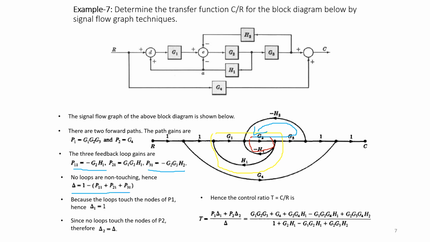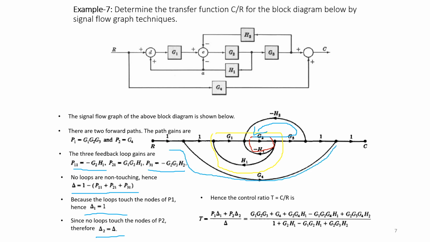So delta is taken as 1 minus your loops L1, L2, L3. So it is G2, H1, G1, G2, H1 that you have to add, and that is taken as your delta. And coming to the delta 1 and delta 2 values, all the loops touch the first forward path. So you can observe here. And coming to the second forward path, if you can observe, all the loops do not touch this forward path.